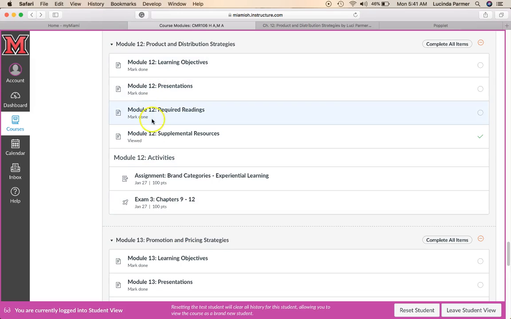Everything is due. Your experiential learning and your exam are due by January 27th by 11:59 p.m.